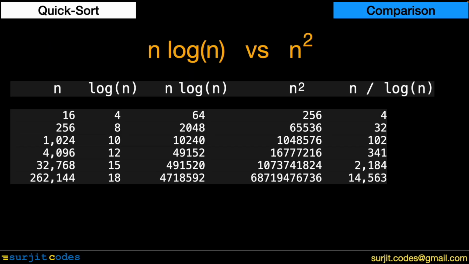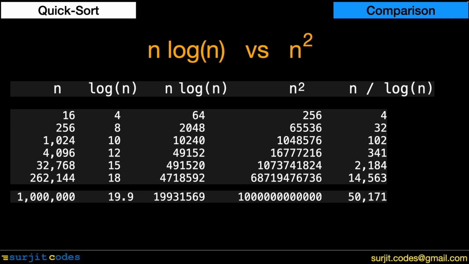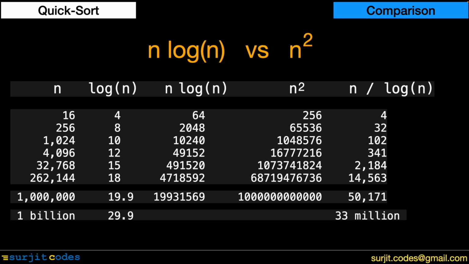We know that log of 100 to the base 2 is 10, so it is worthwhile to look at the values of n log n against n squared. The table shows that for a million items, both quicksort and merge sort are 50,000 times faster than bubble sort, insertion sort, and selection sort, and for a billion items, they become 33 million times faster.